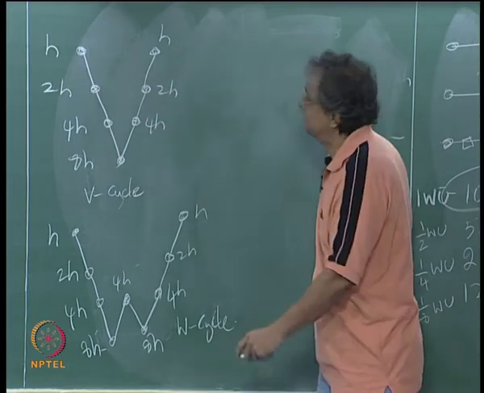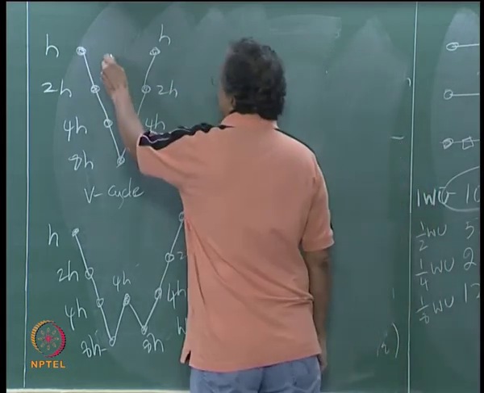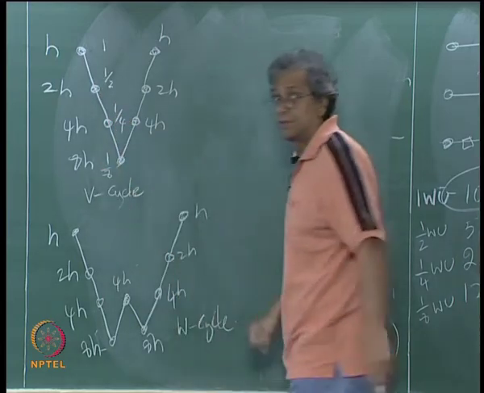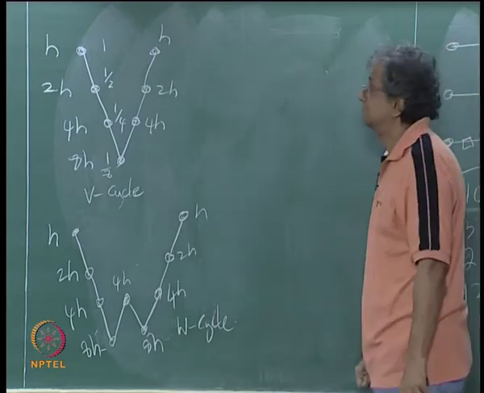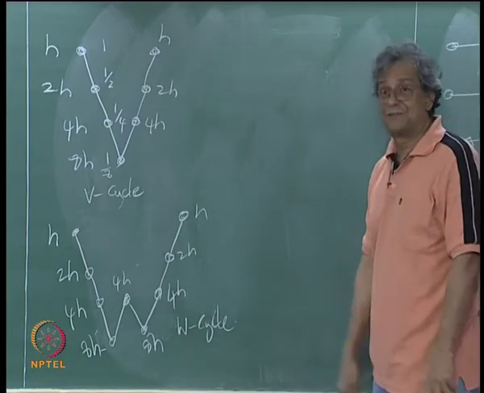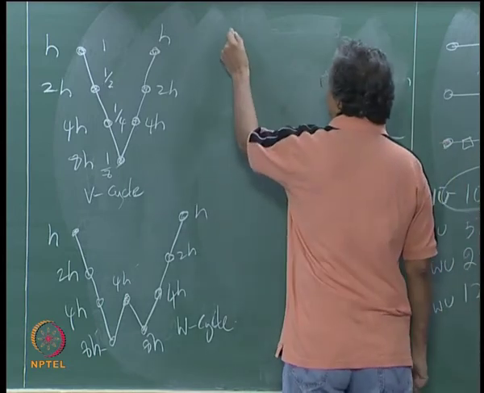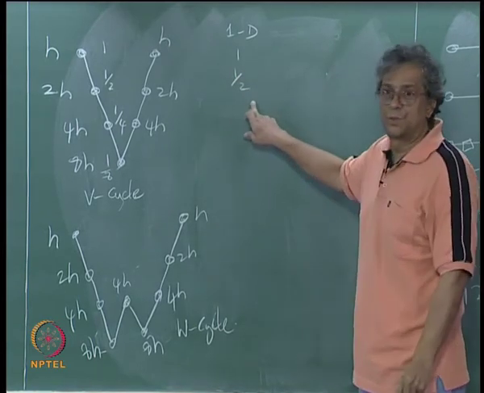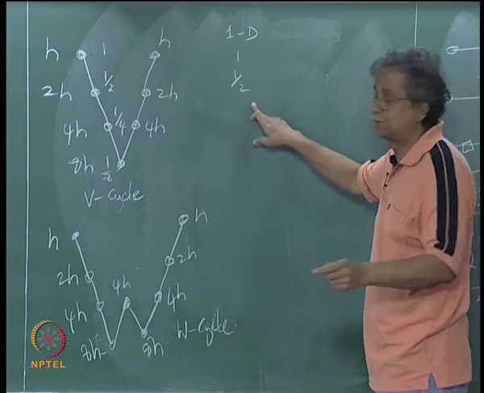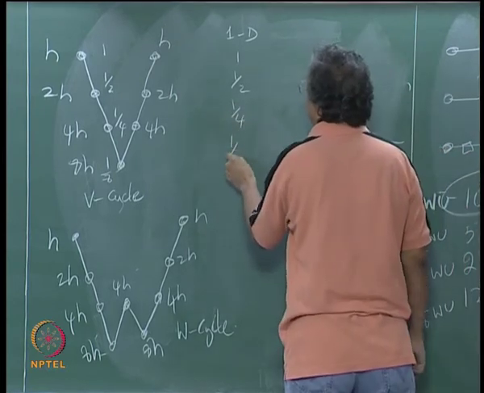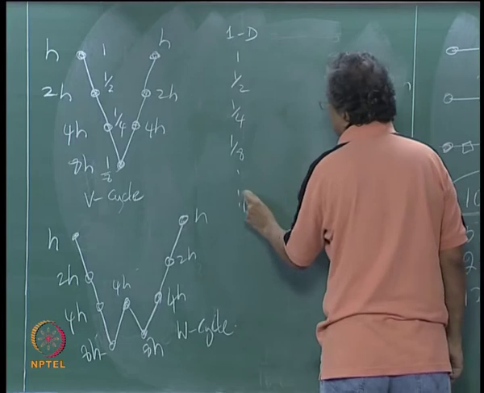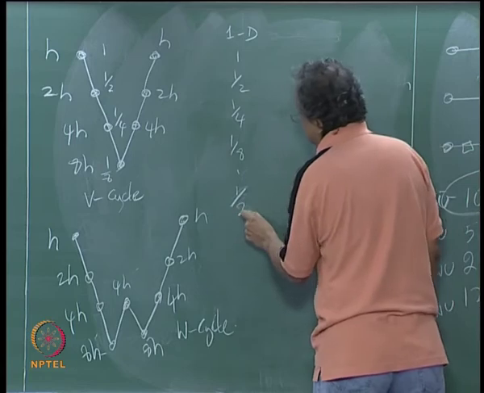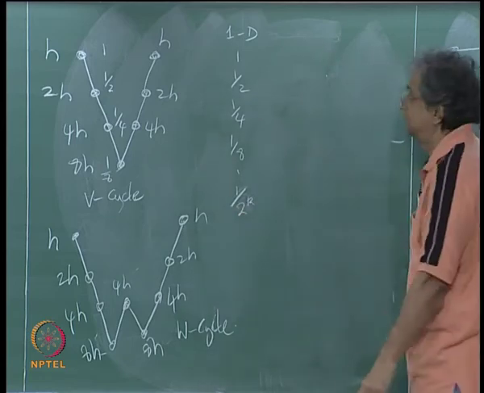The work units in one dimension go as 1, 1 half, 1 fourth, 1 eighth. How about in 2D? It goes down faster. So in one dimension, this is work units per sweep or time step or iteration or whatever, 1 by 2 power k kind of a thing, like 1 by 2D.